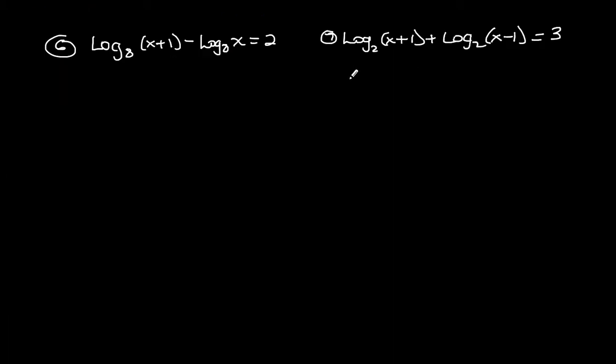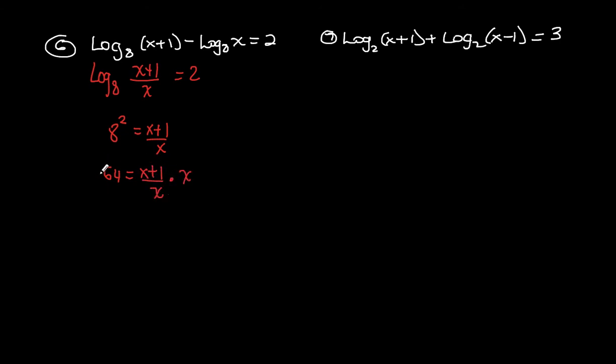Okay, let's do a couple more. So if you have more than one log on one side, then you need to combine these using those properties. Since it's a subtraction, I can combine this by dividing x plus 1 over x equals 2. So you want to combine it because now I can write this in exponential form. So this is 8 squared equals x plus 1 over x. 8 squared is 64, which is over x plus 1 over x.